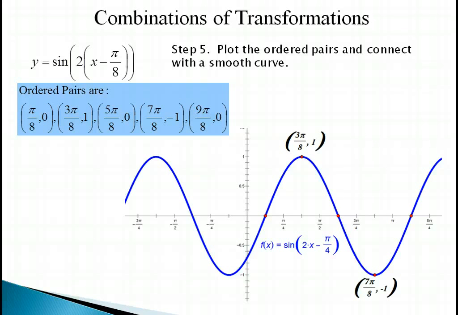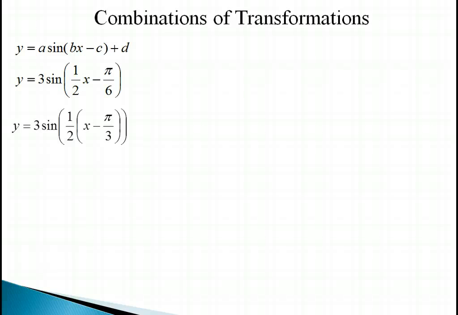Okay, let's try one more. We have 3 times the sine of 1/2 x minus pi over 6. In this case, we do have a new amplitude of 3. We have a period change of 2 pi divided by 1/2, which is the same as 2 pi times 2. So our new period is 4 pi.